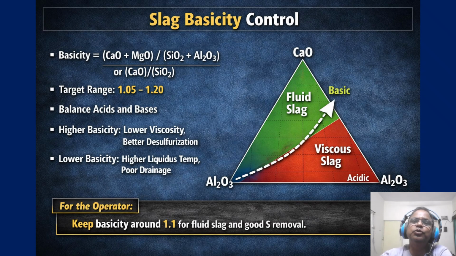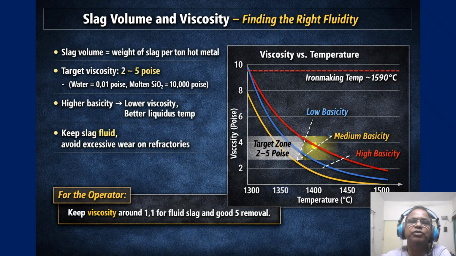So now coming to a very important aspect of the slag, that is the viscosity. Viscosity is a measure of resistance to flow. For comparison, water at temperature is 0.01 poise. Molten pure silica is 10,000 poise, like cold molasses. Our target blast furnace slag is between 2 and 5 poise. Fluid enough to separate from iron but stable enough to protect refractory.